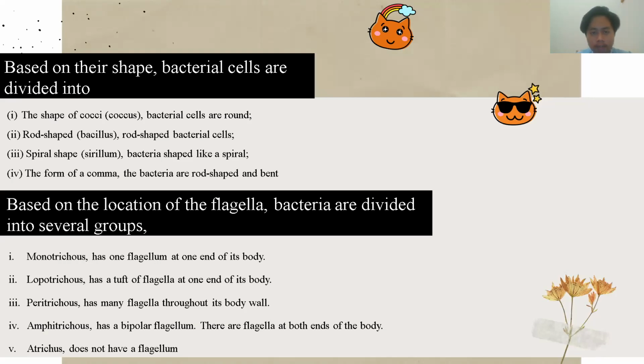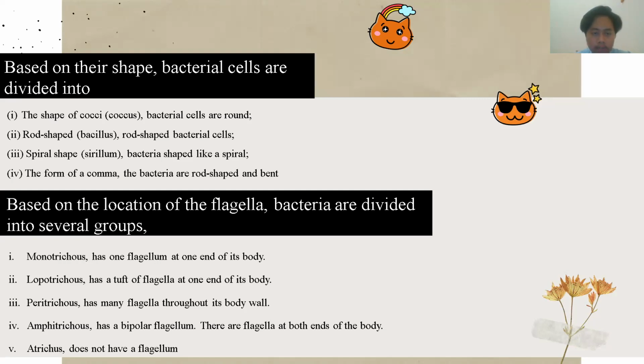Based on their shape, bacterial cells are divided into four. The first is the shape of a ball, or coccus. Bacterial cells are round. Then rod shapes, bacillus, rod-shaped bacterial cells. Third, spiral shape, or spirillum, bacteria shaped like a spiral. And the last one is the form of a comma. The bacteria are rod-shaped and bent.